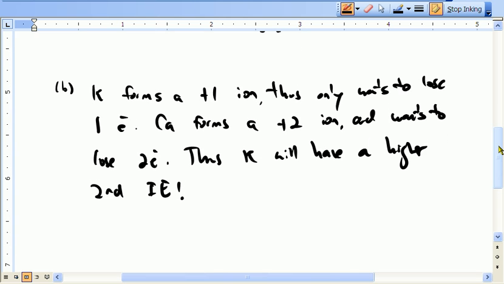If you had a chart and you were looking at this, there would be a huge jump between 1 and 2 for K, and there would be a huge jump between 2 and 3 for Ca. The location of the jump is equal to the oxidation number.